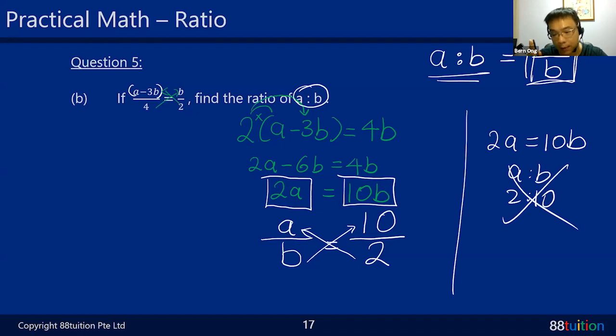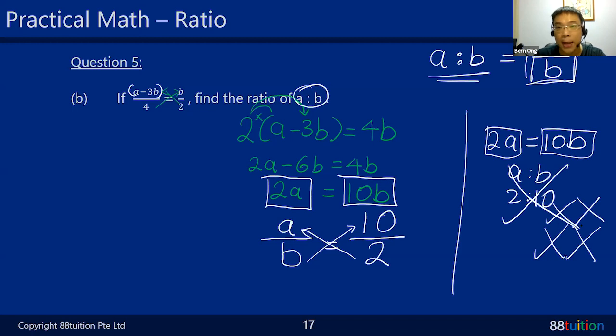Many people have this idea. 2a equal to 10b. You say that A is to B is 2 is to 10. Because you conveniently put them together. It's totally wrong. This is very bad thinking. All right? Do not make that mistake. I know some of you made that mistake before.